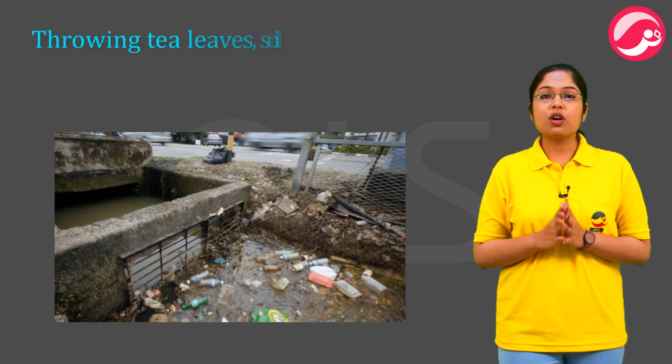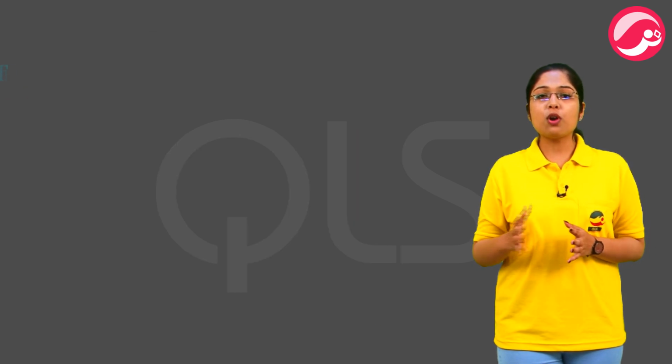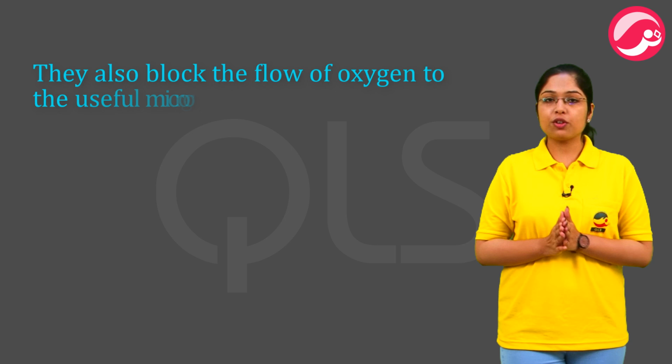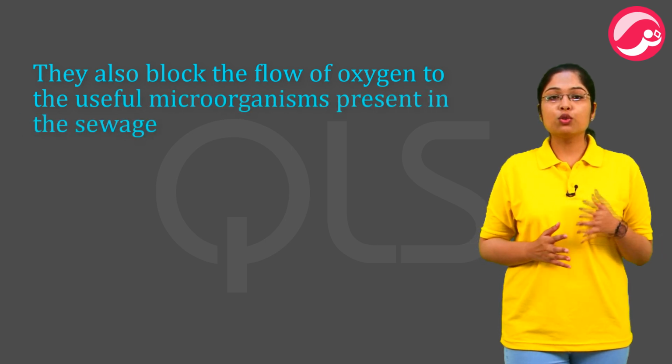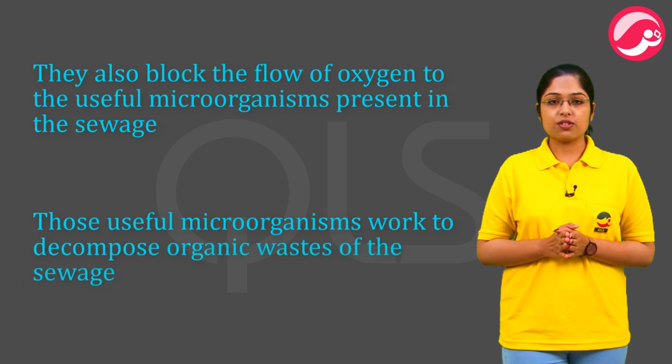Throwing tea leaves, solid food remains and napkins down the drain can also block them. They also block the flow of oxygen to the useful microorganisms present in the sewage. Those useful microorganisms work to decompose the organic waste of the sewage.